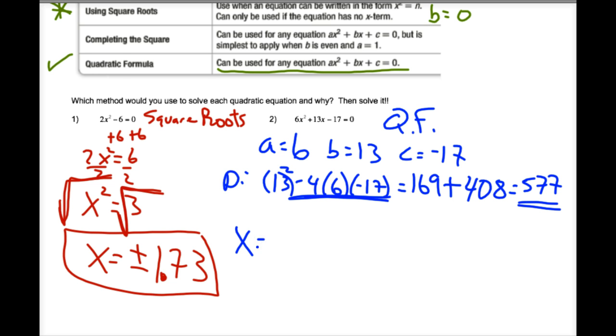Let's find them now. X equals negative 13 plus or minus the square root of 577, all over 12, which is 2 A's. Calculators out. You're going to be typing in a lot of stuff in your calculators, guys. Let's turn this bad boy on. Square root of 577.